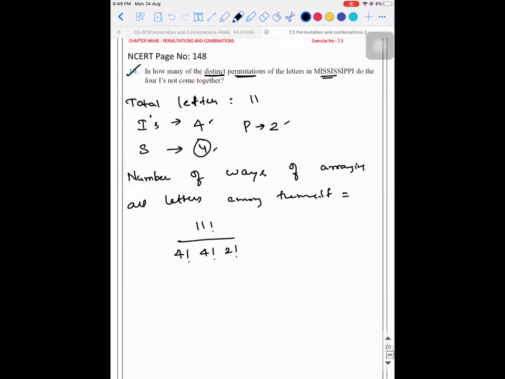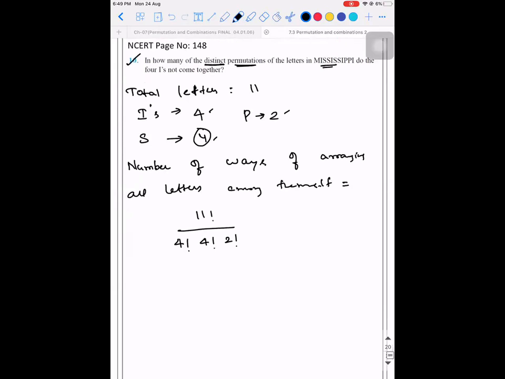But what are they asking? The 4 I's should not come together. So total possibilities minus the number of words with I's together. So we need to find all the words that are possible when I's are together. So out of the total possibilities, if you are able to remove all the words which have I's together, then you will get the total count where I's are not together.